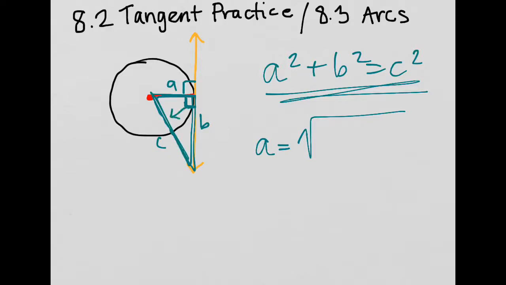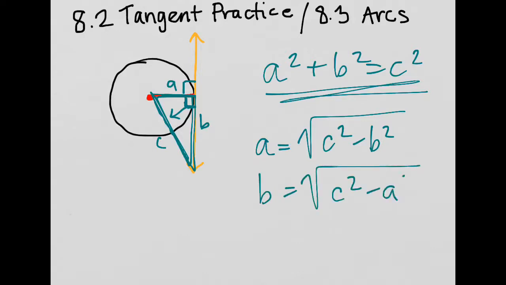Has to be across from that 90-degree angle. Okay? So if you're looking for A, it's c squared minus b squared. We talked about these. I'll just throw them up real quickly in case you still need it.